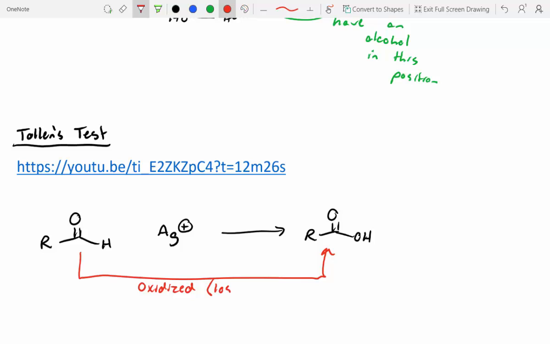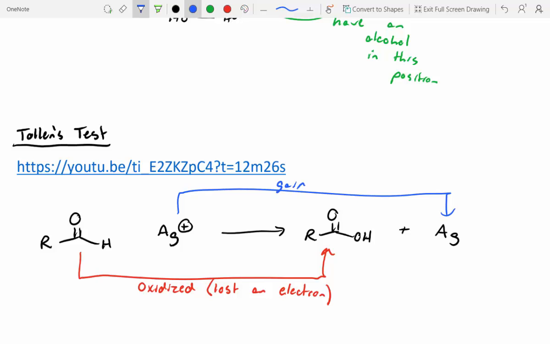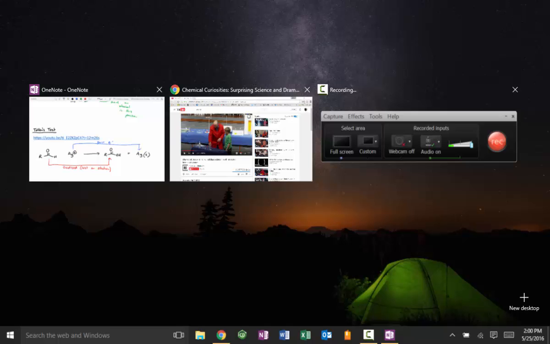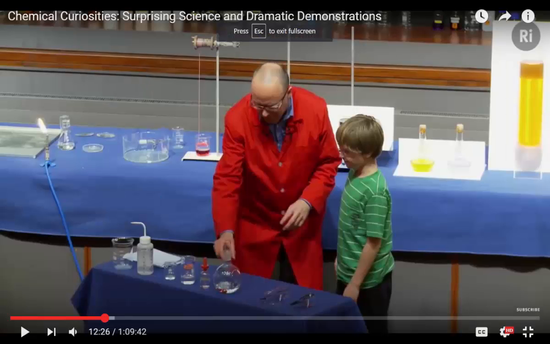which means it lost an electron. That means that the silver in this case is going to gain an electron, right? So the silver up here will gain an electron. What will that do to the silver? Will that make it an anion, a cation, or neutral? It'll make it neutral, right? So in this case, what will happen is you'll form silver solid. And I really like this video. It shows this reaction done, and this is called the Tollen's test for detecting aldehydes.